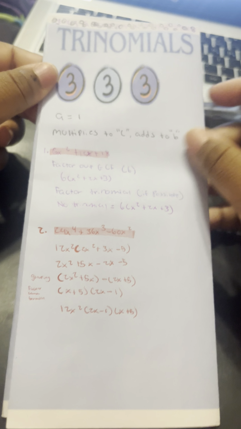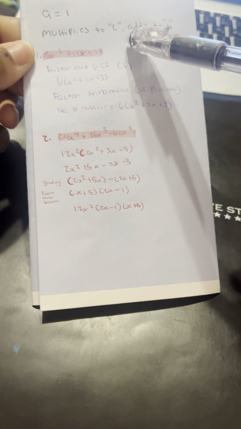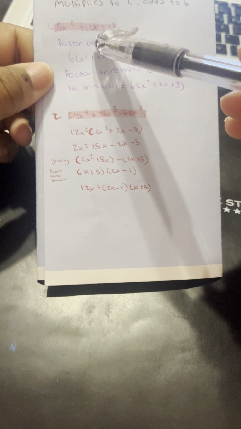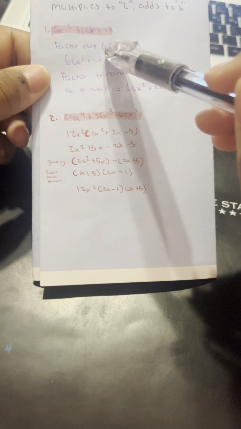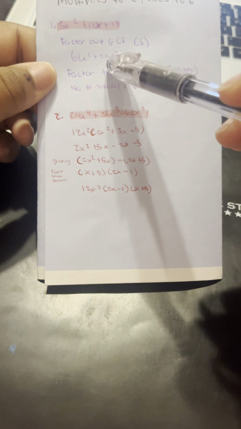For our trinomials, we have a equals 1. So basically, it has to multiply to c and add to b. Our first equation, 6x squared plus 12x plus 18. Factor out the GCF, which is 6: 6 times x squared plus 2x plus 3.